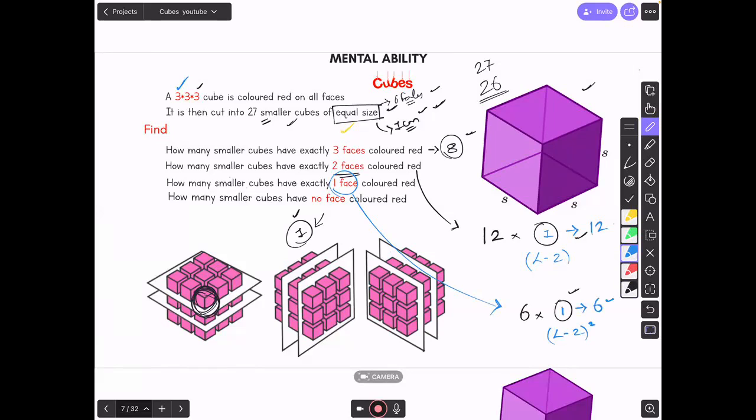And no face colored. For this also you have a shortcut. Okay, it's a 3 by 3 by 3 cube. So what will you do? Just do this. Minus 2, minus 2, minus 2. Okay, minus 2 with every edge. So 3 minus 2 is 1, 3 minus 2 is 1, 3 minus 2 is 1. 1 into 1 into 1, 1. 1 cube will be there inside, which will be having no face colored. Okay, please make a note of all these formulas and shortcuts, then we'll solve the next problem.